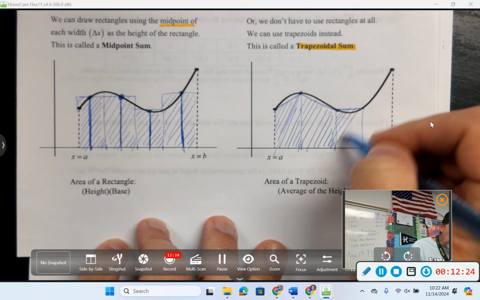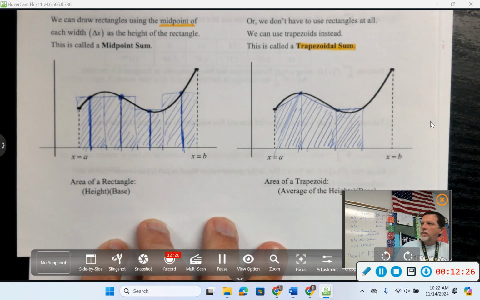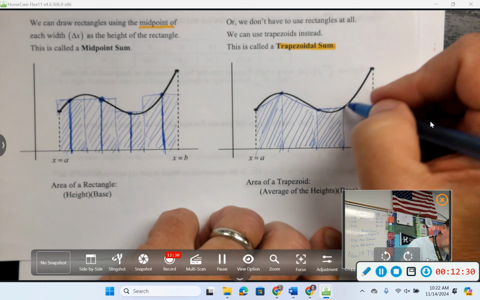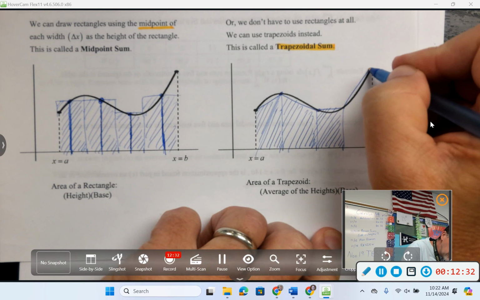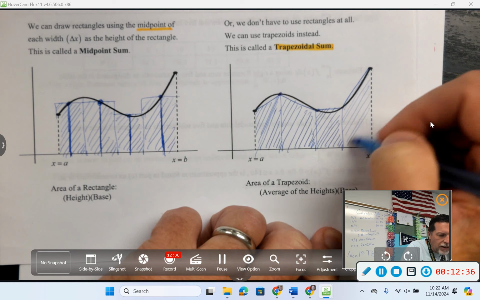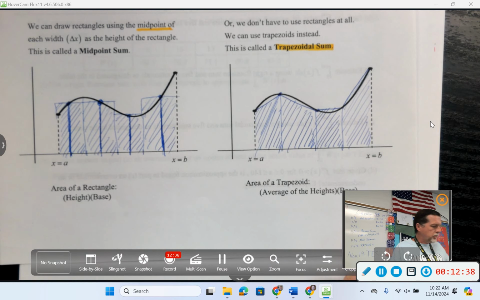Third trapezoid looks like a rectangle. That's okay. And the fourth trapezoid, another one that's a really good approximation of that area. So we're just adding up the trapezoids.